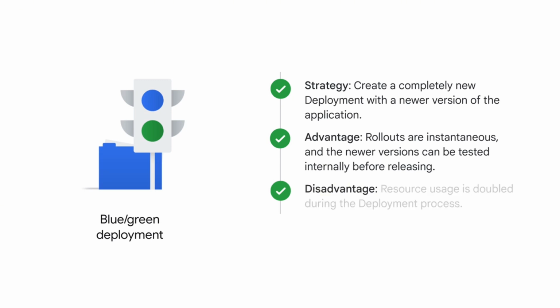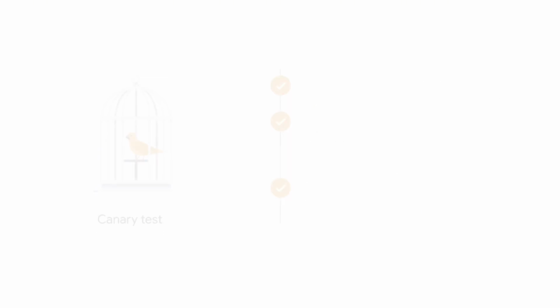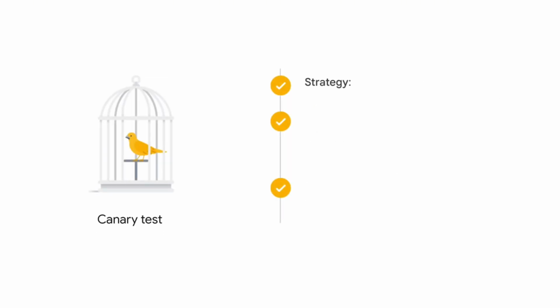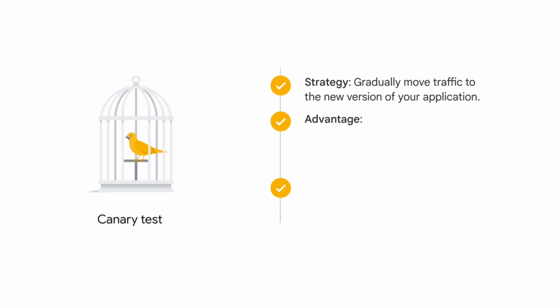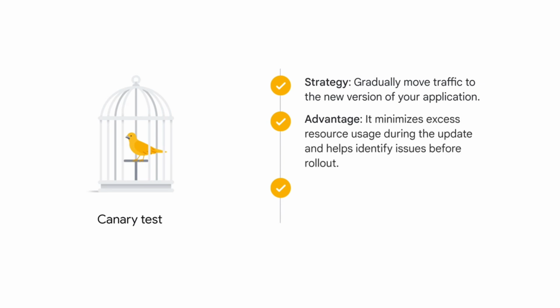The disadvantage is that resource usage is doubled during the deployment process, resulting in cost increases, capacity constraints, and inefficiencies. Finally, the canary update strategy is to gradually move traffic to the new version of your application. The main advantage of this strategy is that it minimizes excess resource usage during the update. Also, because the rollout is gradual, issues can be identified before they affect all instances in the application.